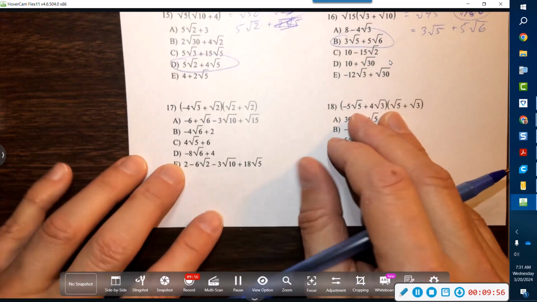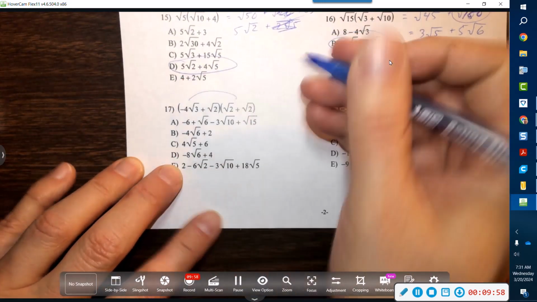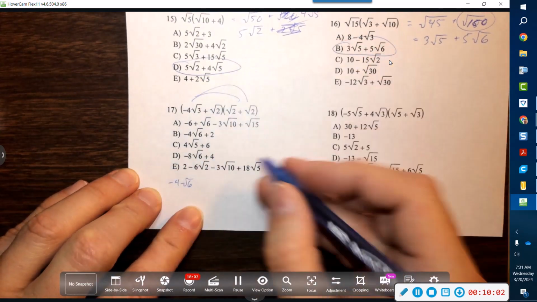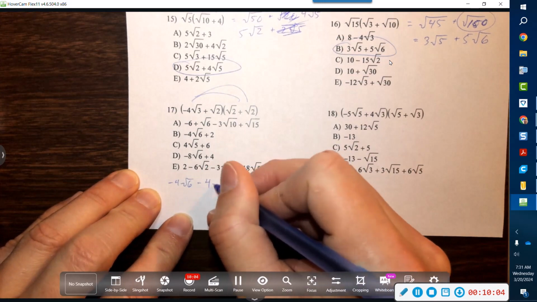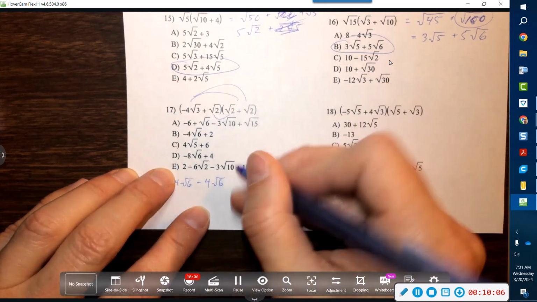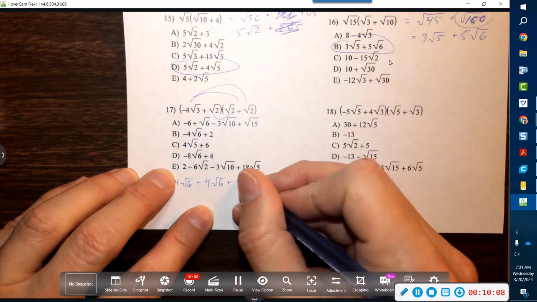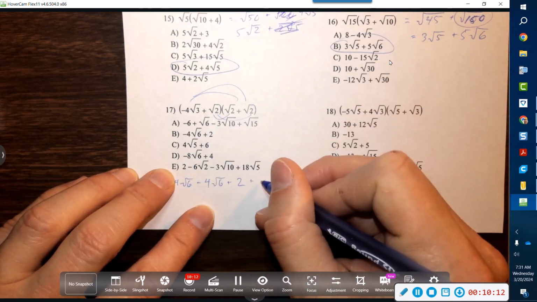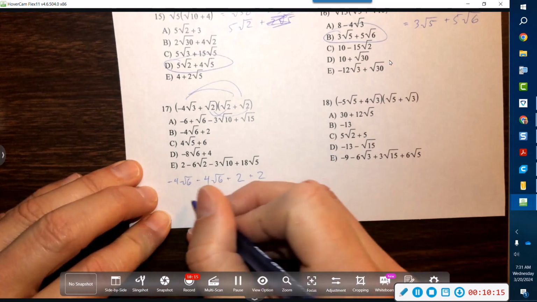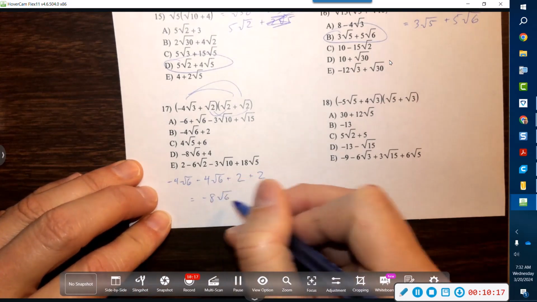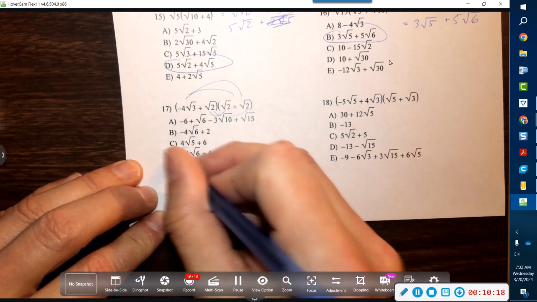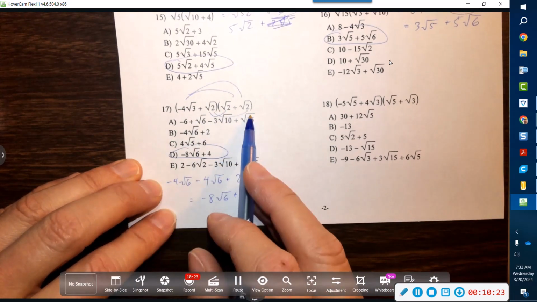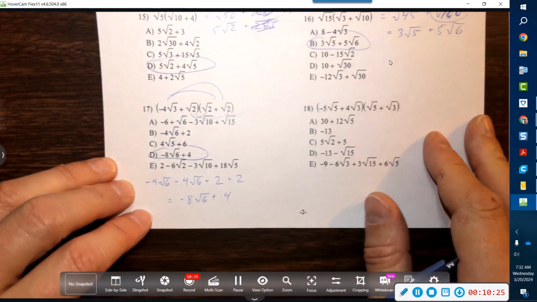Alright, now we have to do double duty here. So -4 radical 6, negative 4 radical 6. That's just going to be 2. And that also will be plus 2. Okay, so we get negative 8 radical 6 plus 4. Alright, you could have actually added those two before you distributed. That was another thing you could have done.